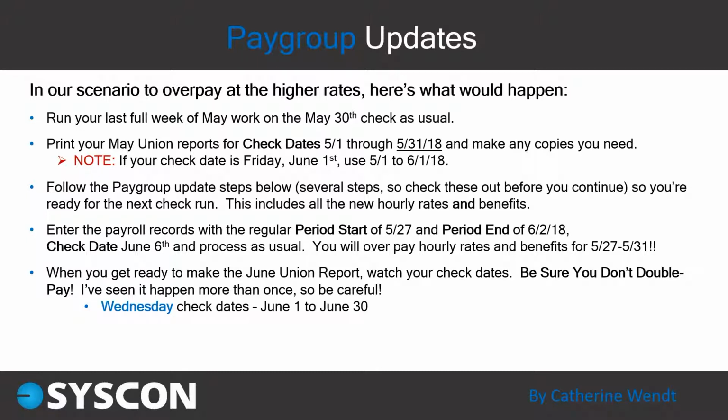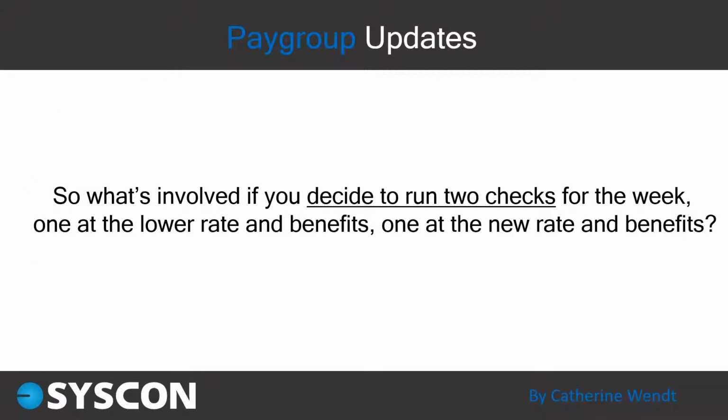If your check dates are Wednesdays, your June report is going to be June 1 through June 30th. Same thing for Thursday. If your check date was Friday, June 1st, your June report then would be for dates June 4th through June 30th. All right, I'm pausing on purpose. So June 1 to June 30th for Wednesday and Thursday check dates. If your Friday is your check date, you're going to do June 4 through June 30th, because the June 1st check was your last check in May, last work dates in May. So that's the scenario if you decide to go ahead and pay that mixed week all at the higher rate and higher benefits.